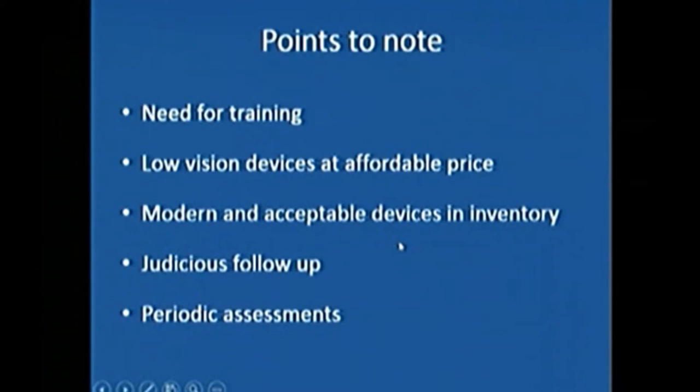Modern aids acceptable to the child or the disabled person should be in the inventory, so that as and when they are going out of stock, you can get additional stock of it. Of all these people, 50% are getting lost to follow up. If they are lost to follow up, that means your low vision services were not good. Otherwise, they will come. So judicious follow up is very important for these cases whom you have given care.